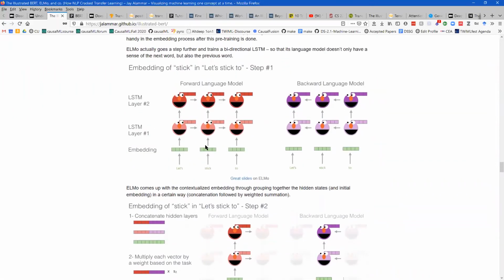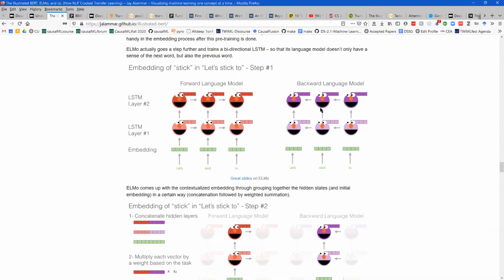Okay. And the hidden state is like a proxy for the embedding. So if you want to get the embedding of the word stick, you would just take the hidden state of the word stick from the forward language model and the backward language model, and then you just append them. I believe that's how Elmo works. The task is the same language model. So when you train it on language model, the hidden state represents a contextualized embedding for that particular word.